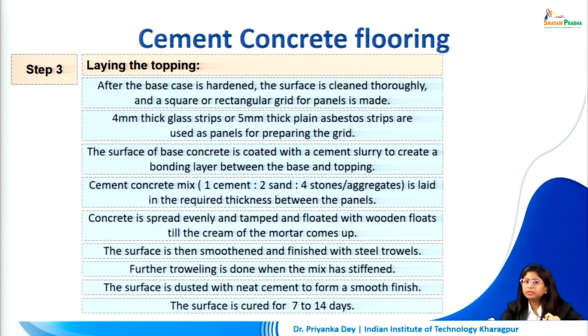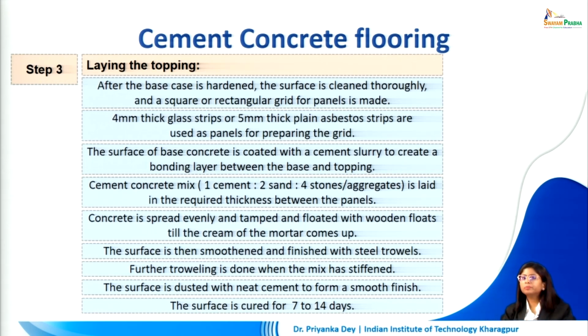Then comes the topping. So, after the base coat is hardened, the surface is thoroughly cleaned, and a square or rectangle grid for panels is made. 4 mm thick glass strips or 5 mm thick plain asbestos strips are used as panels for preparing the grid. So, this allows us to have smaller areas within which we are going to do the topping. So, these will form a grid.